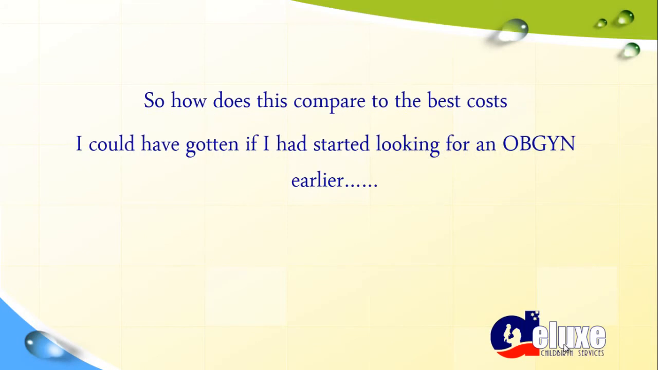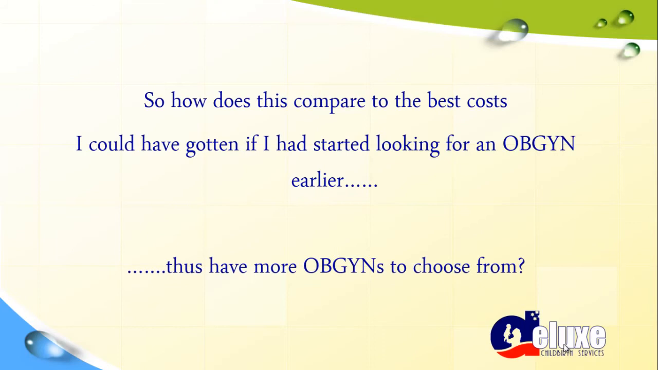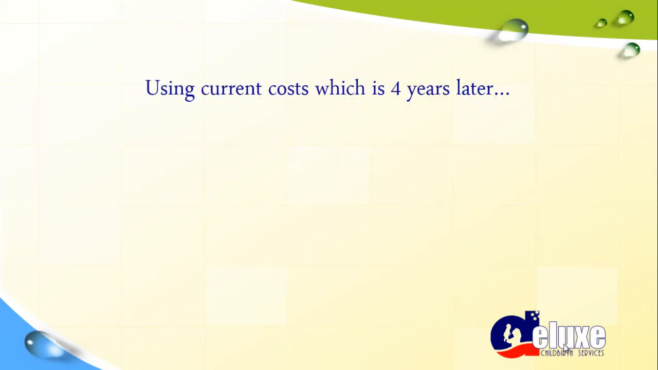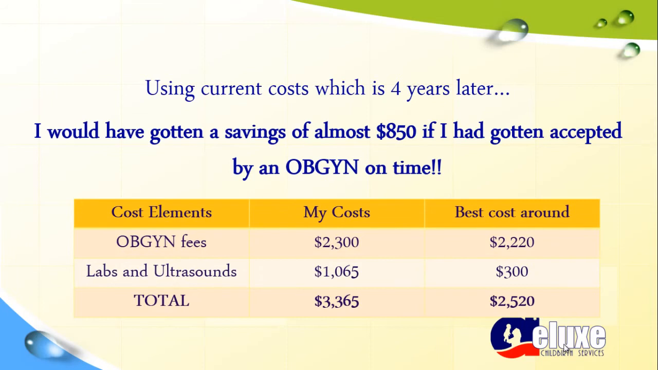Now, how does this compare to the best cost I would have gotten if I had started the process of getting a doctor much earlier and most likely gotten accepted by the more affordable doctors? Using current costs for 2013, 2014, which is like 4-5 years later, I would have gotten a savings of almost $850 if I had gotten accepted by the more affordable OBGYNs, because I would have started searching on time.